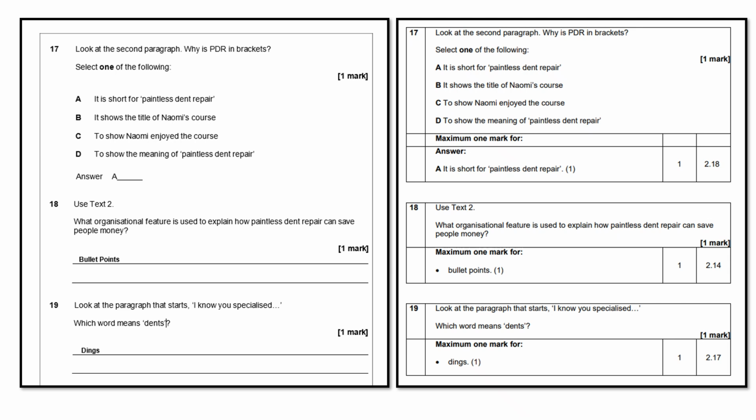And question 19 asks the learner to identify specialist words in context. They must find the word that means dents in the last paragraph of text 2. The only awardable answer is "dings" for 1 mark.